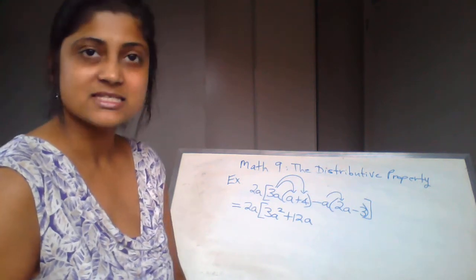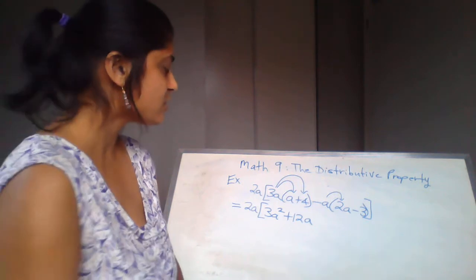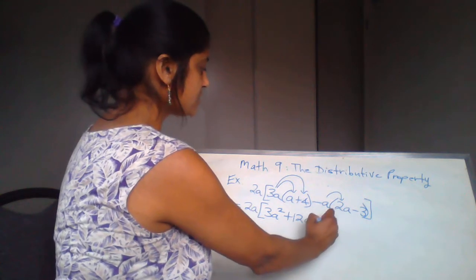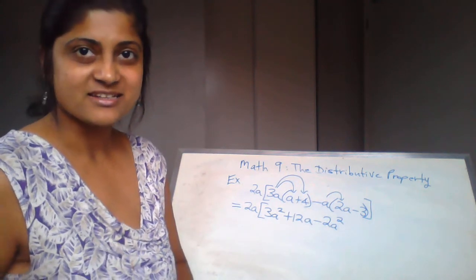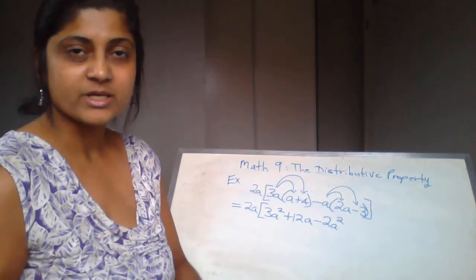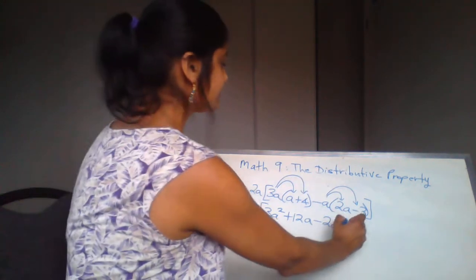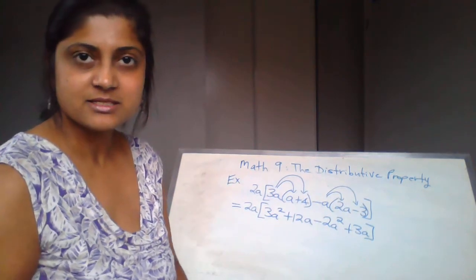Okay, so let's look at the second brackets here inside, the square brackets. So I'm going to do negative a times 2, so negative 2a squared. Alright, we're good with the signs, guys? Negative a times negative 3. Okay, so positive 3a. Okay, so it looks like this, okay, so far.